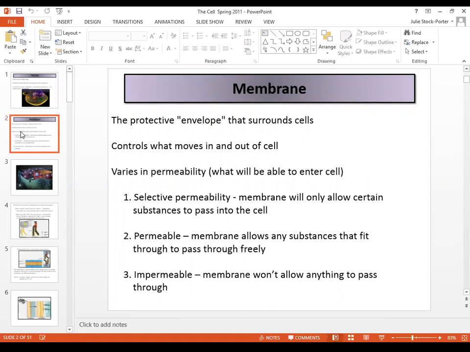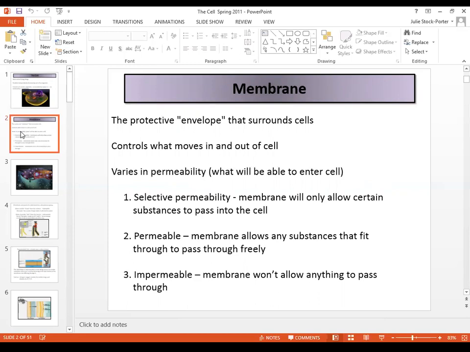Permeable, the membrane allows any substance that fits through to pass freely. So as long as it fits, it's going to pass through. It's like a channel, or if you open a door. If you open a door, anything that can fit through the door is going to come through, in or out, either way.